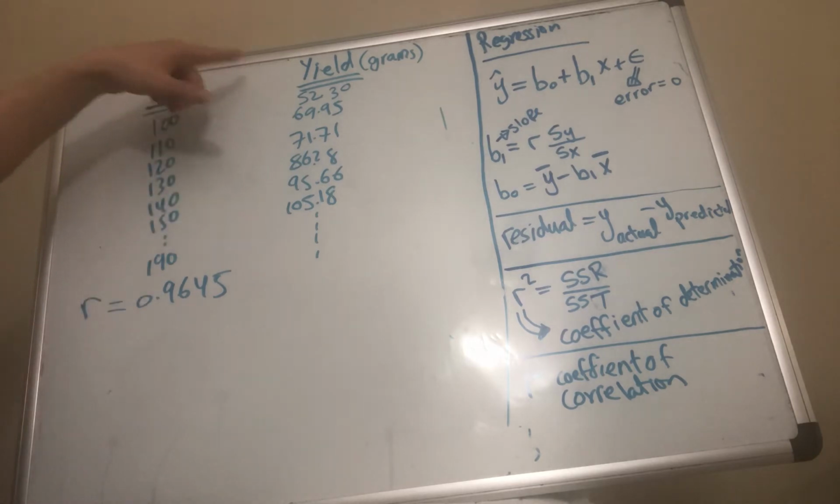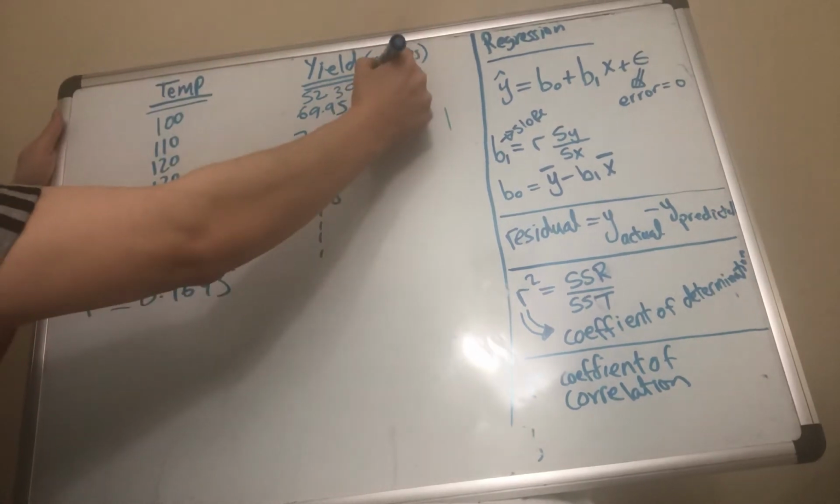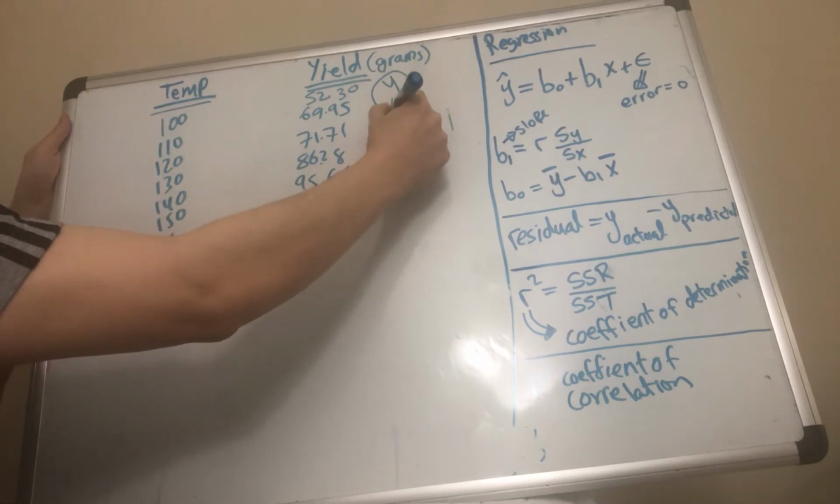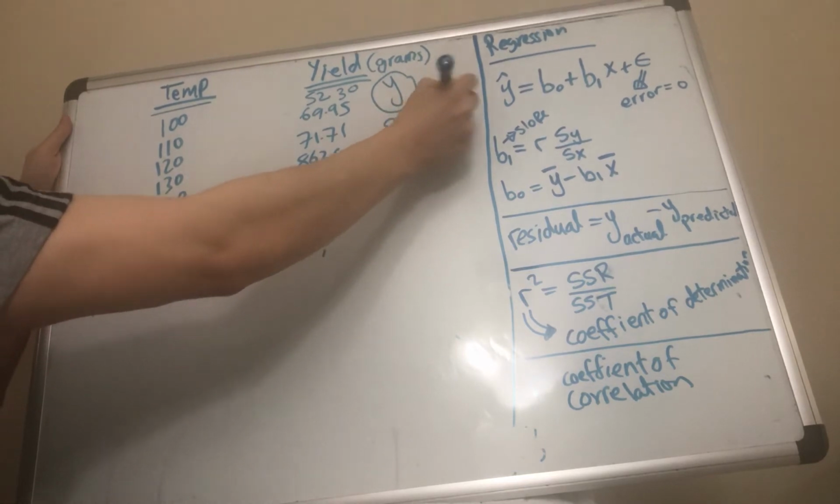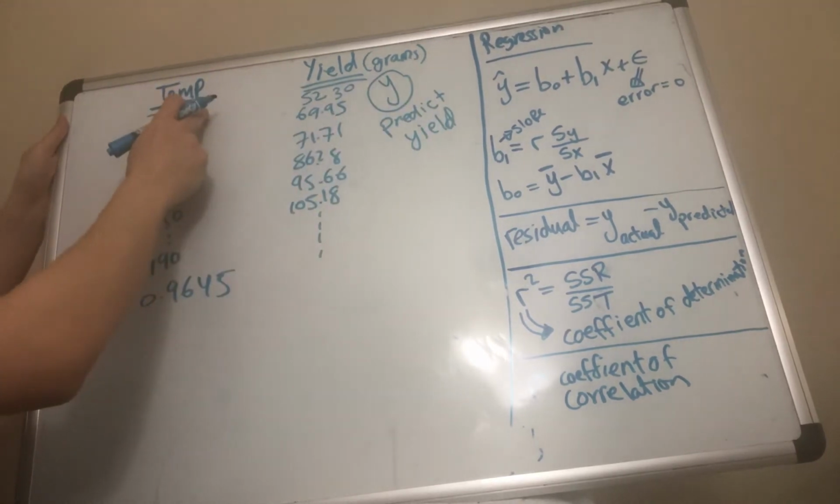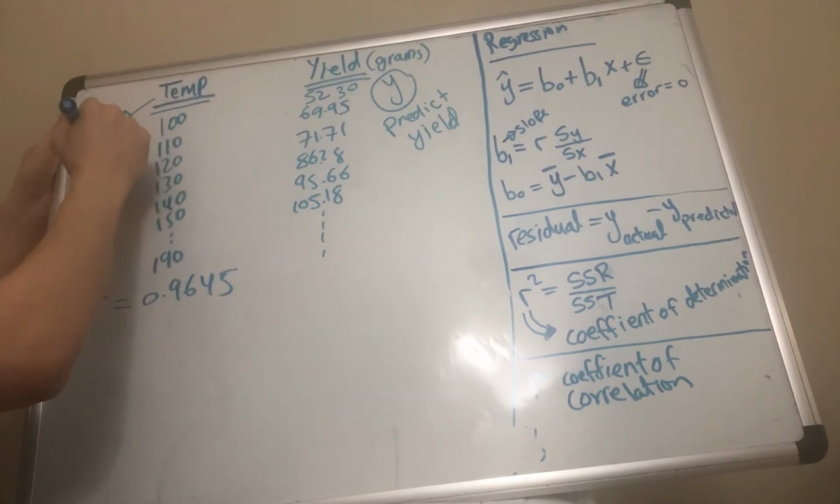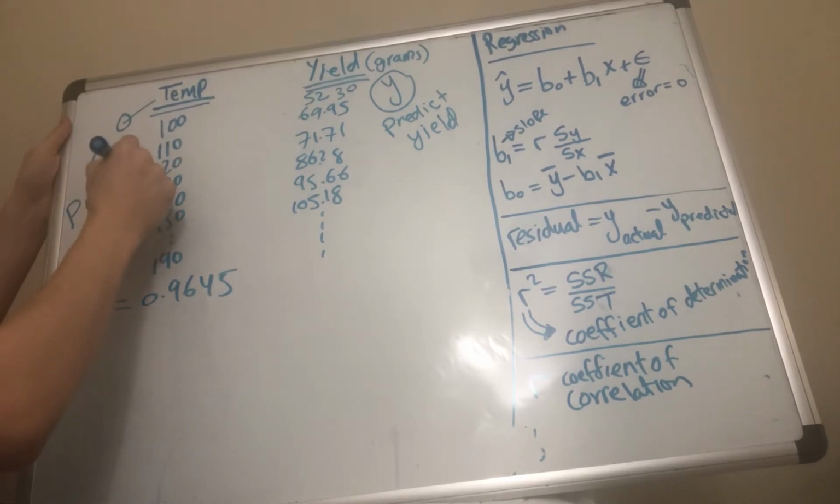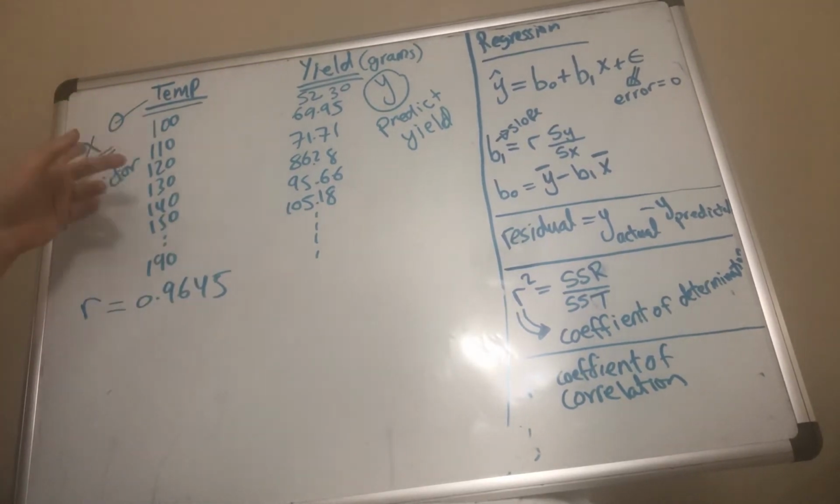So you're trying to predict yield, so that's your Y. You're predicting yield from the temperature, so that's your X, your predictor. So temperature is X and the yield is Y.